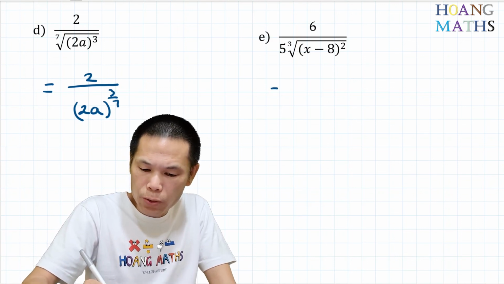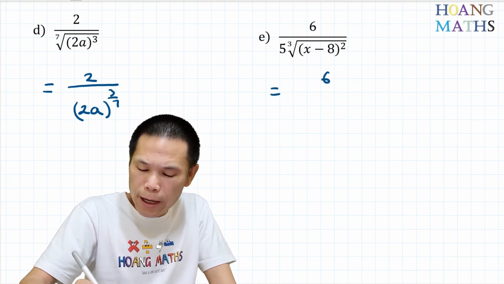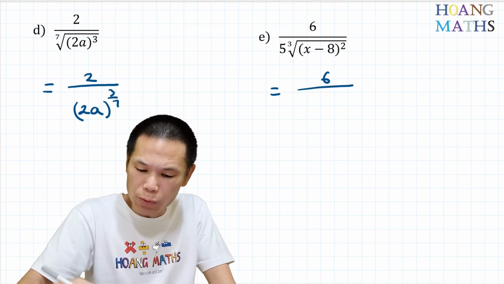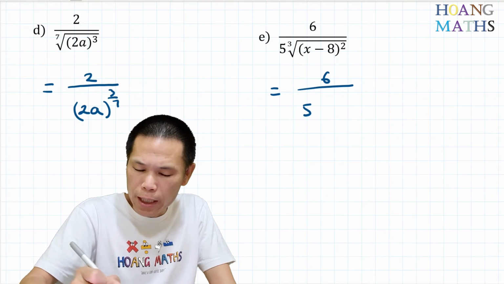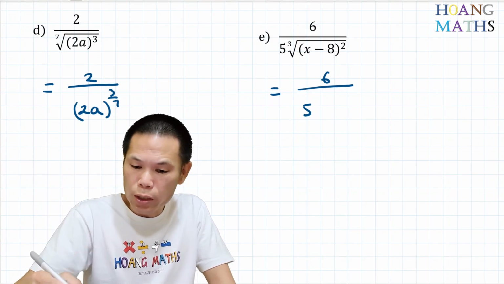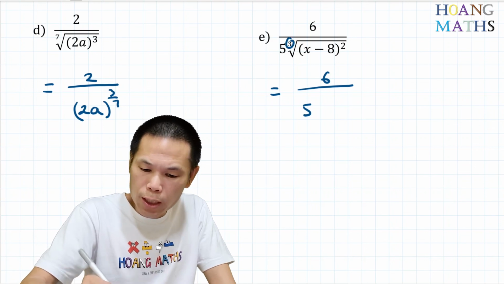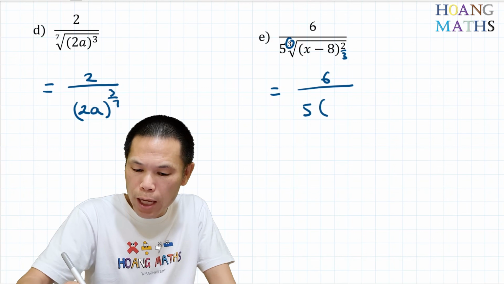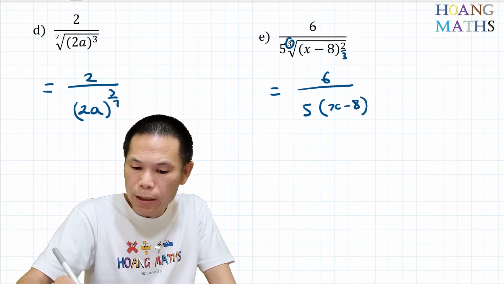Last one. So is equal to, so 6, we write it down. Again, this is 5 lots of that. So 5 times, we just write the 5 down. And then the cube root of (x minus 8) all power of 2. So we just bring the 3 underneath the 2. Keep that in mind. So that will give me (x minus 8) to the power of 2 over 3.